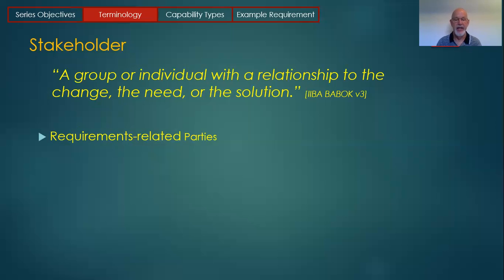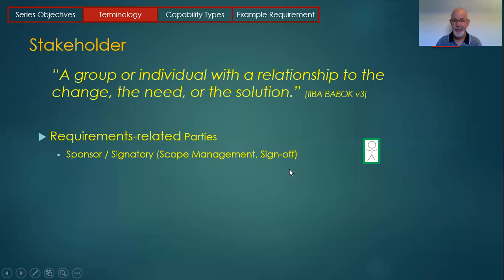One, stakeholders that are really requirements related parties. These are the sponsor. The sponsor I've shown here as a little green highlighted actor, green for money. The sponsor has the budget, and the sponsor really has the final sign-off authority. And so whether something is in scope or out of scope depends on whether there's sufficient budget, and if something that needs to be in scope is going to increase the budget, the sponsor is involved.